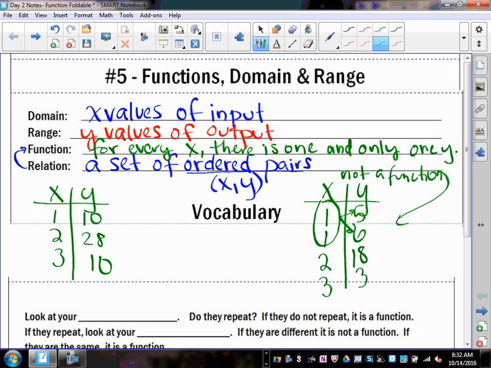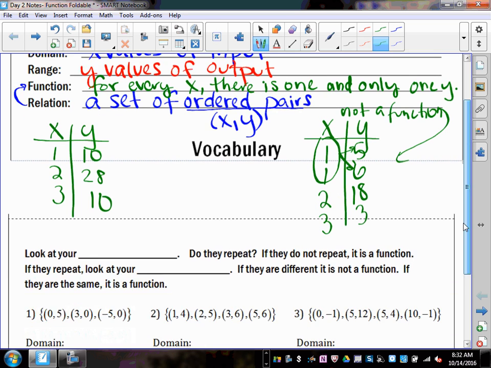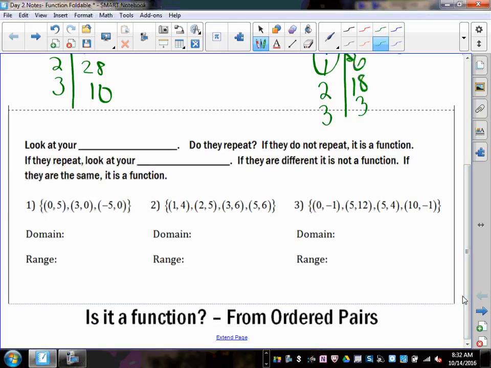Okay, go and flip up your next flap to is it a function from ordered pairs? You should see something like this. So now we're going to talk about how we can tell if it is a function or not. Remember, each x has to have one and only one y. Okay. So basically, you don't want your x values to repeat. If they do, they need to have the same y. If they have different y's, not a function. All right, so look at your x values.